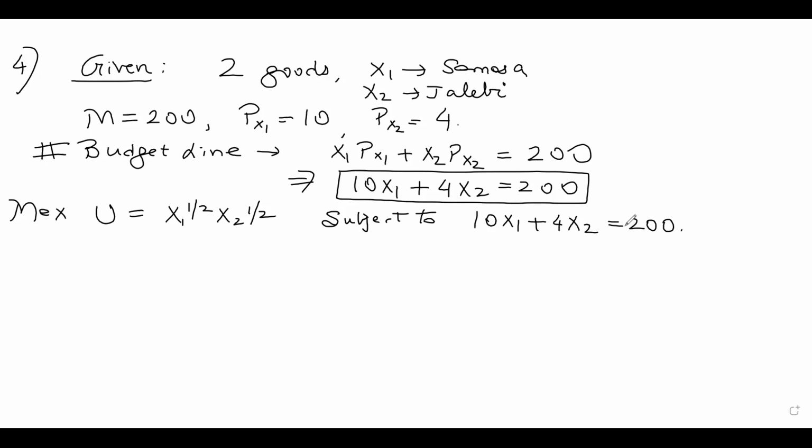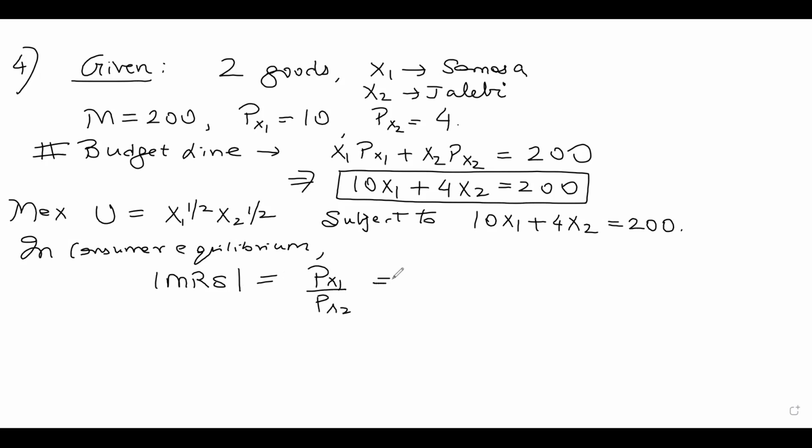Okay, so let's quickly solve for this. Where will the equilibrium happen? So I can write in consumer equilibrium, since it's a Cobb-Douglas function, the equilibrium happens at the tangency of the budget line and the indifference curve. That means the absolute value of the slope of the indifference curve, which is MRS, should exactly be equal to the slope of the budget line, which is the ratio of the prices, Px1 by Px2.